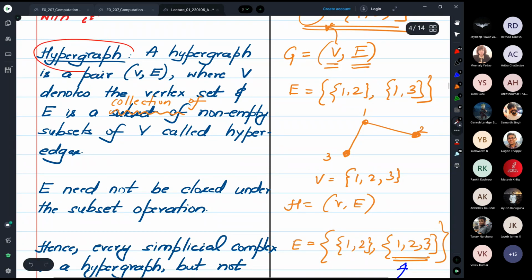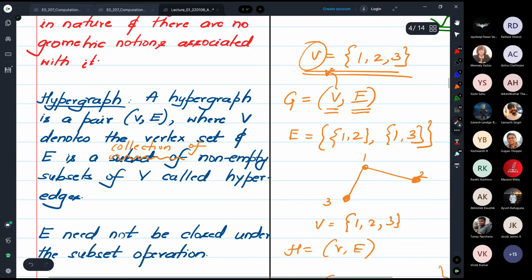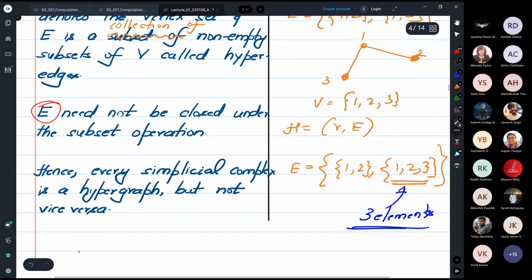Right. So now one can ask, what is the difference between a hypergraph and a simplicial complex? Well, the difference is that in this collection, we do not impose the necessity of this collection being closed under this subset operation. So we do not impose that condition. As soon as we impose that condition, a hypergraph will become a simplicial complex. As I mentioned before, E need not be closed under the subset operation. Hence, every simplicial complex is a hypergraph, but not vice versa.